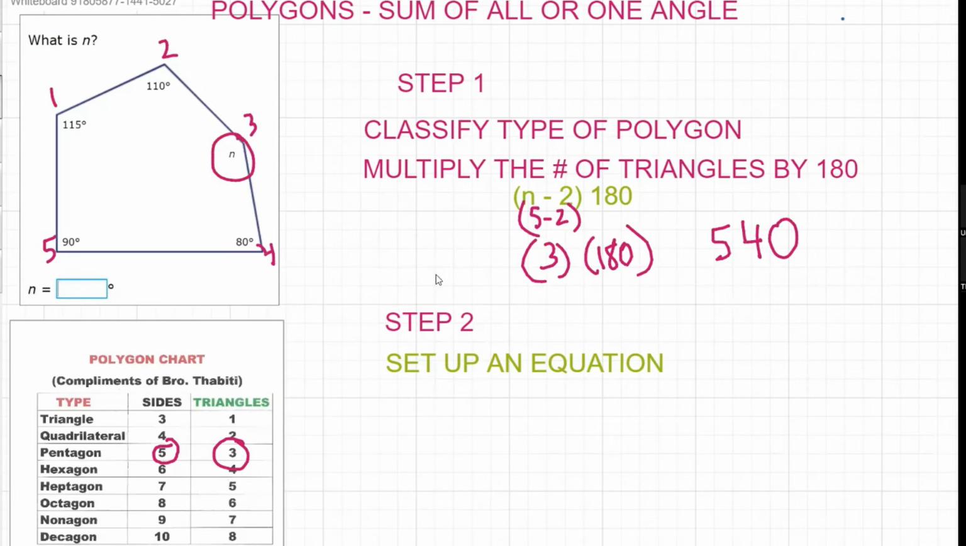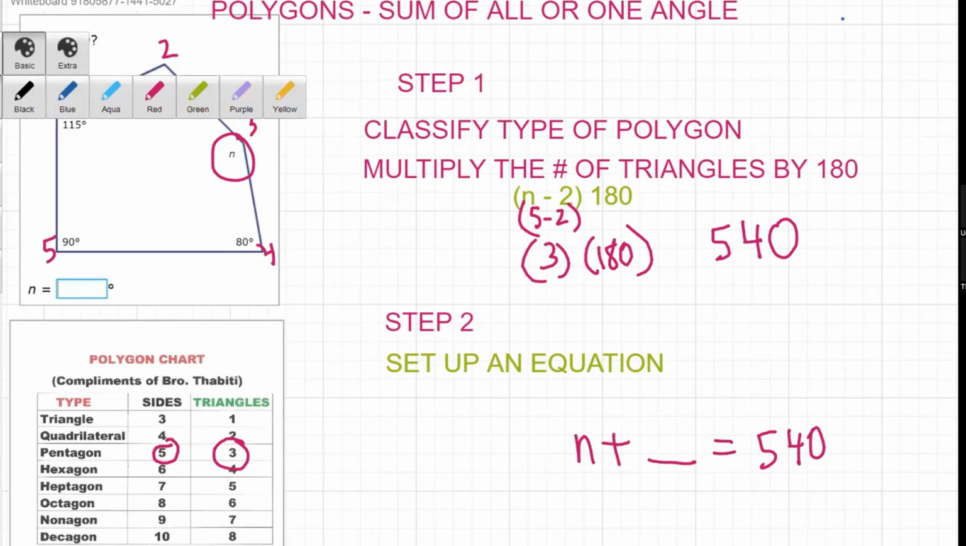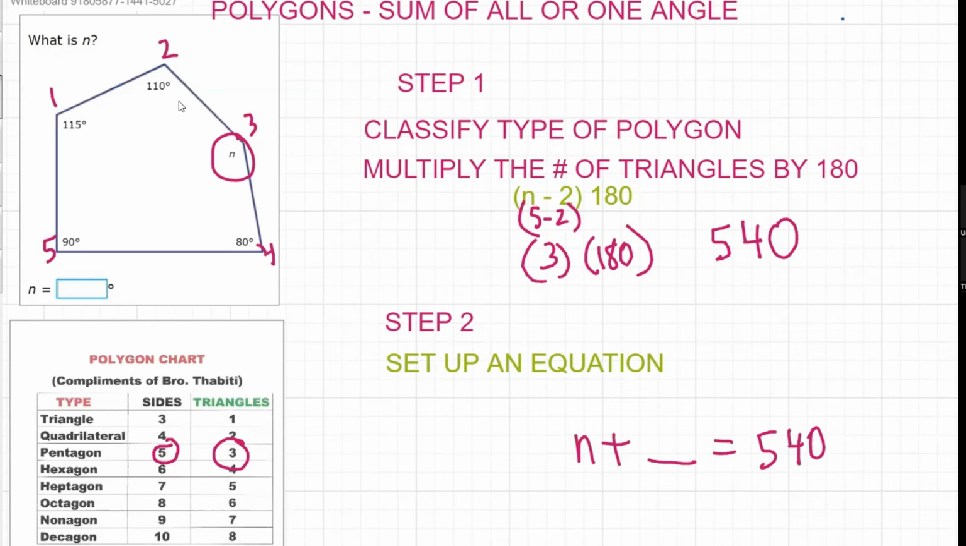What is n? And so we're going to set up an equation. Let's bring our 540 down here like we did before. Put the equal sign down here. And then we're going to put the n here. N plus something equals 540. Well, what is that something? Well, we have to add all of these numbers together. And if you add them up correctly, you should come out with 395. You can double check, 395.